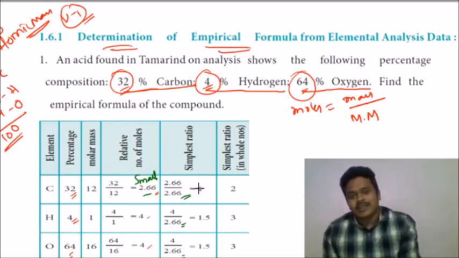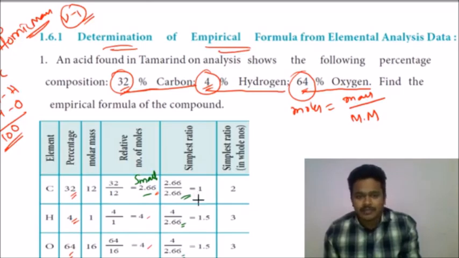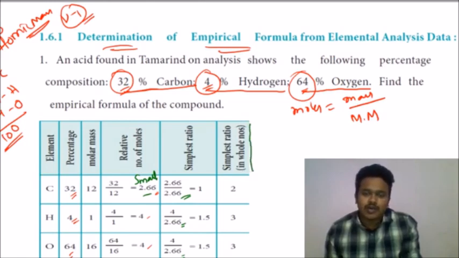Here, it is not a whole number. I need a very good whole number. If everything came as 1, 2, 3, there would be no problem and the question would be over. But I am not getting whole numbers. I am getting 1.5, 1.5. You should not get it like this. You have to get whole numbers. For that, what are you going to do? You need a whole number ratio.